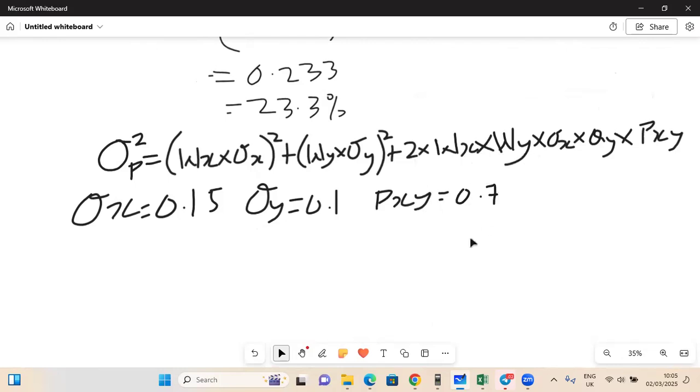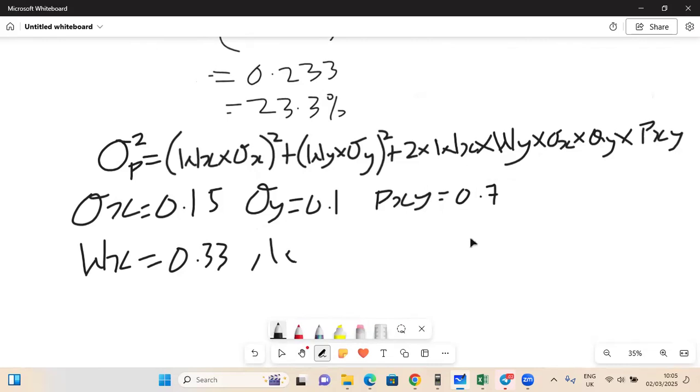Now we have the weight of x to be equal to 0.33, and then the weight of y to be equal to 0.67. Right. So that's what we are going to put in here, and then we are good to go.